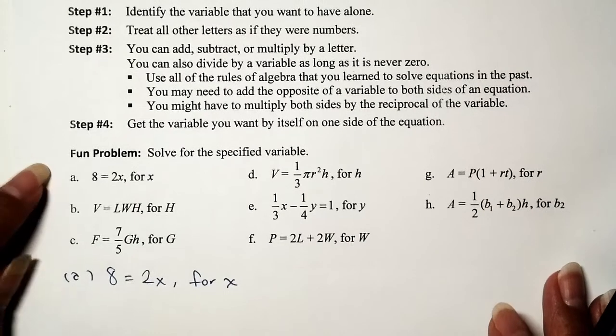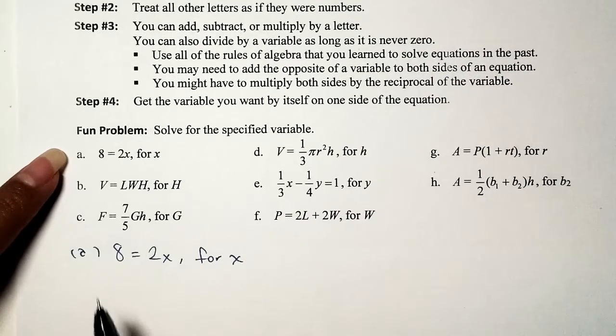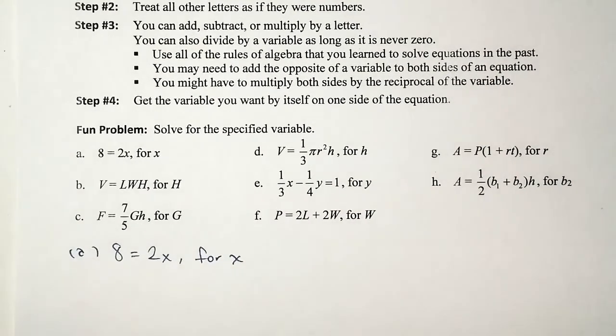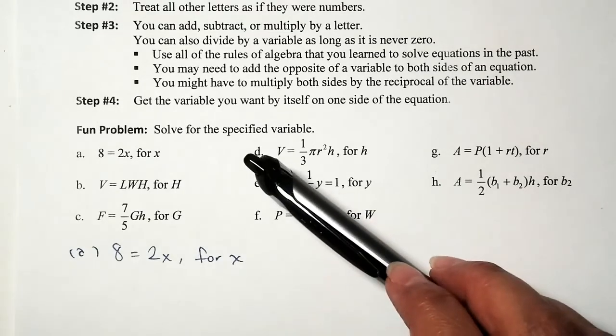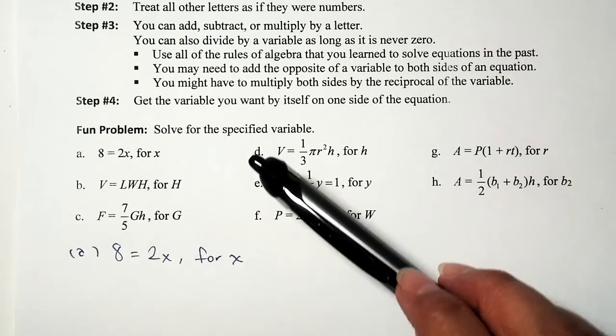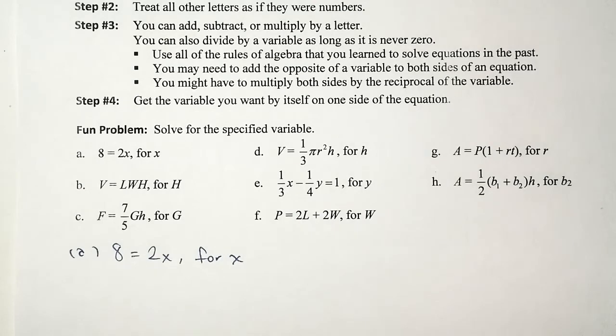Let's go ahead and knock out problem A. So 8 equals 2x, and it's like, why is this problem in this unit? Whenever possible, I like to touch base on problems that I think you're comfortable with. The directions read, solve for the specified variable. We have a grand total of 8 problems. Let's go ahead and knock out the first one.